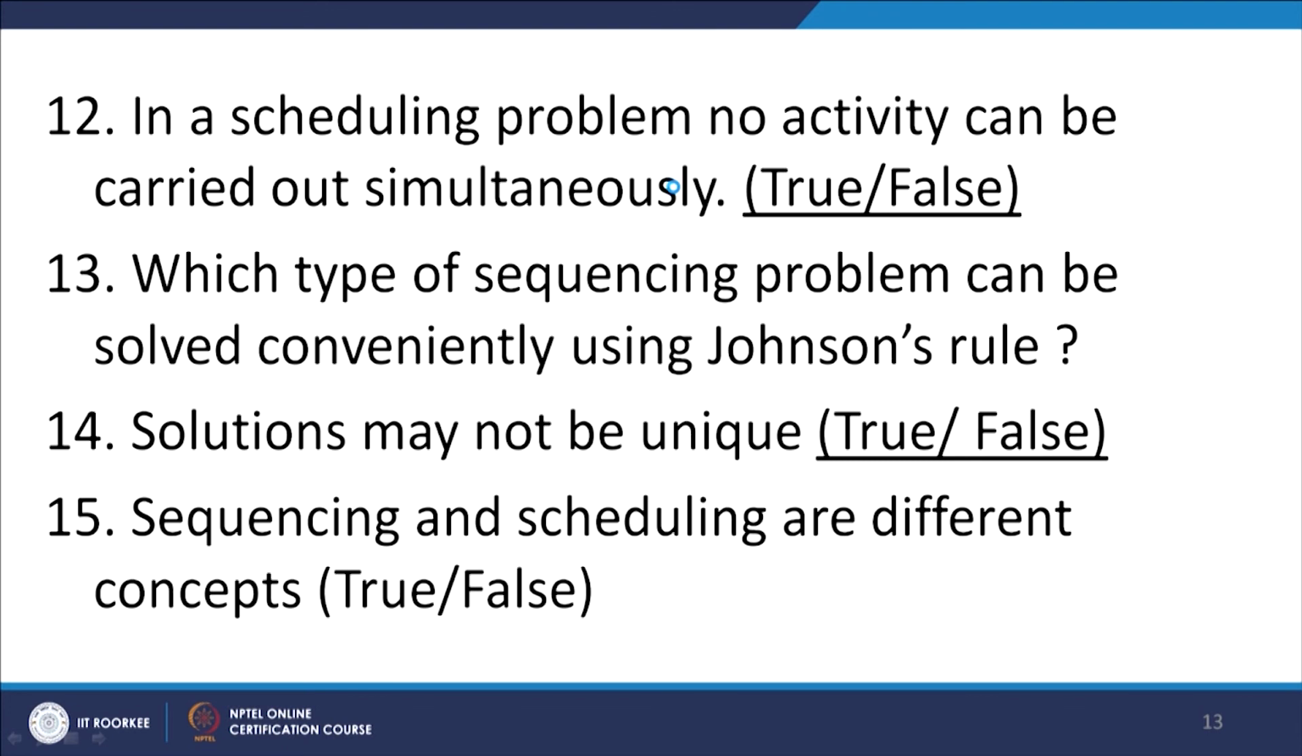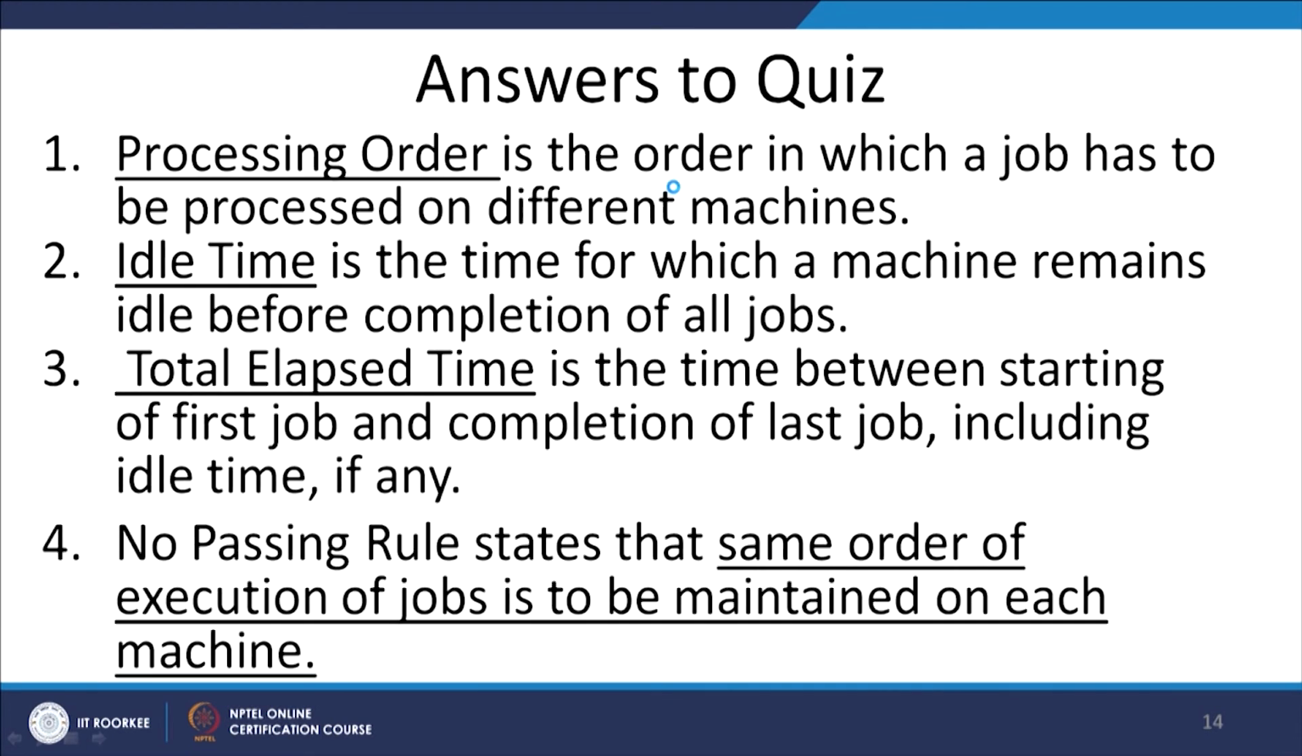I hope everybody has written down their answers in their notebooks. So now here come the answers to the quiz. Question number 1. Processing order is the order in which a job has to be processed on different machines. Question number 2. Idle time is the time for which a machine remains idle before completion of all jobs. Question number 3. Total elapsed time is the time between starting of the first job and completion of the last job, including idle time, if any.